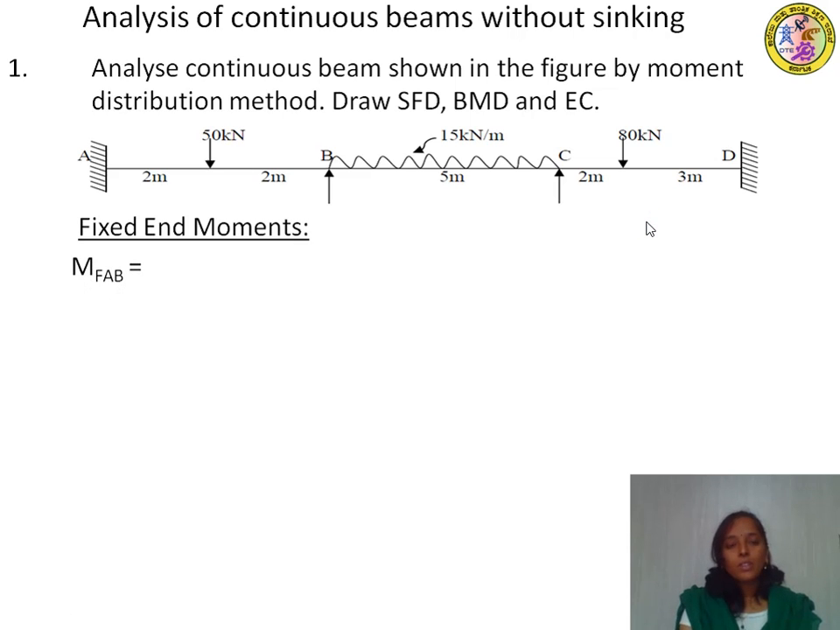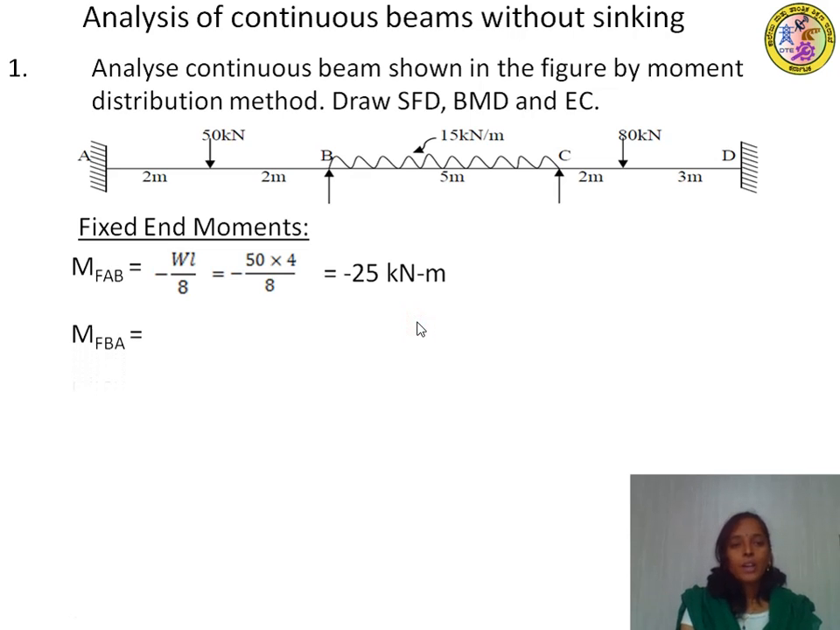Let us find the fixed end moment for MFAB. MFAB, since it is subjected to a central point load, the formula is minus WL by 8, where W is the magnitude of the point load, L is span of the beam AB member and then 8 divided by 8. Substitute the values of WL so that we can obtain the fixed end moment as minus 25 kilonewton meter.